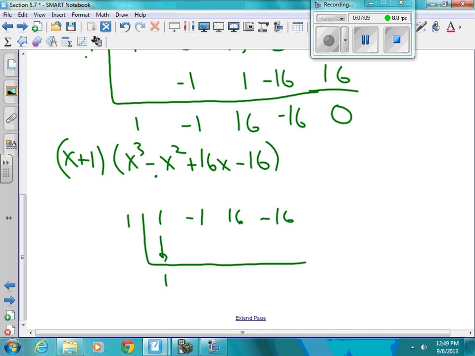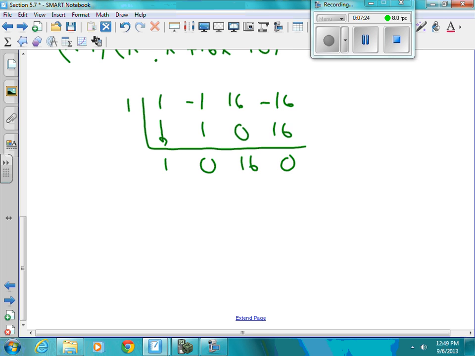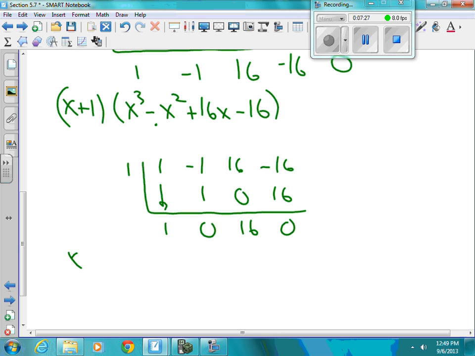Bring the 1 down. 1 times 1, put 1 there. Negative 1 and 1 is 0. 1 times 0 is 0. 16 plus 0 is 16. 16 times 1 is 16. Remainder of 0. So now we have x plus 1 from before. And if 1 is a 0, then x minus 1 is a factor.